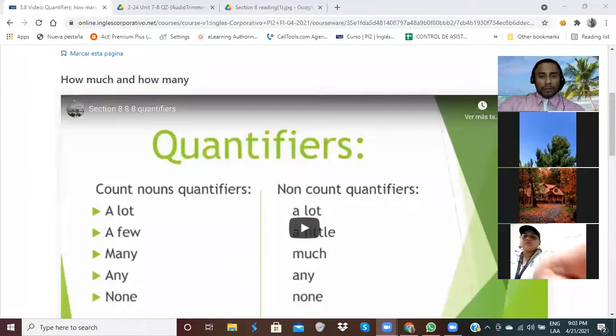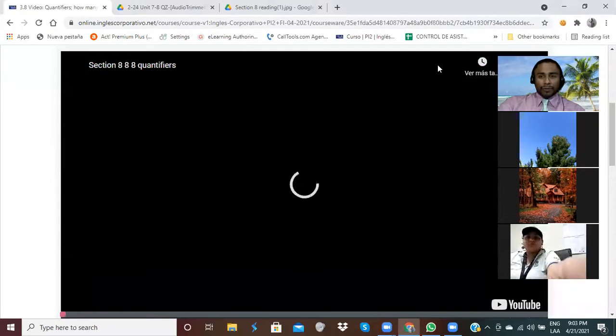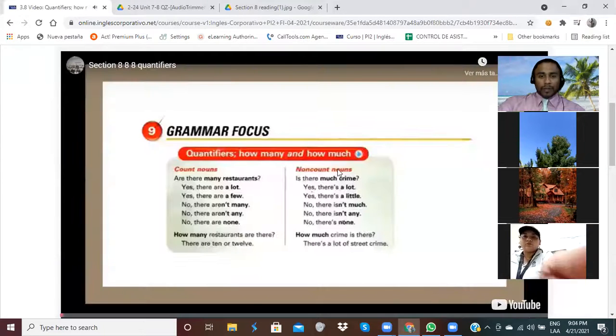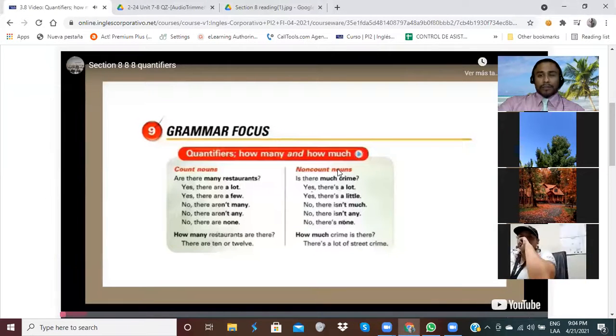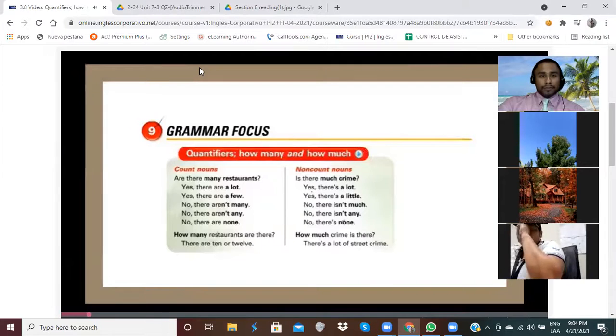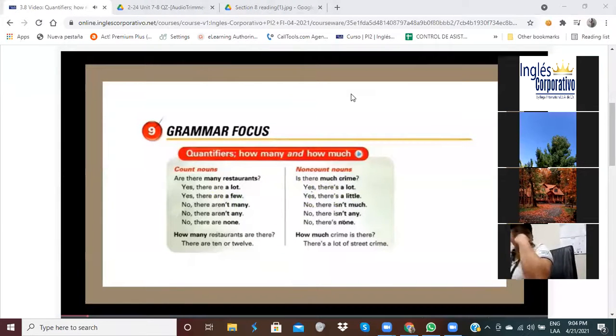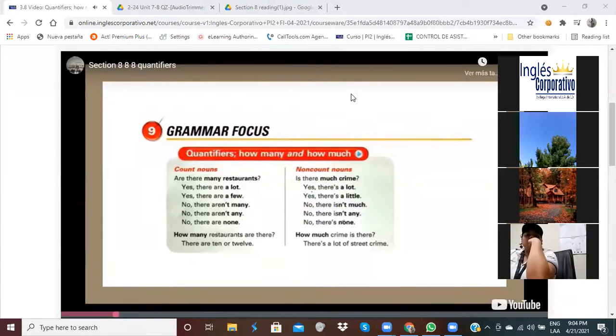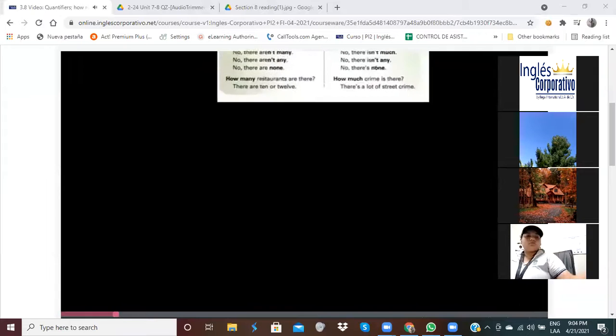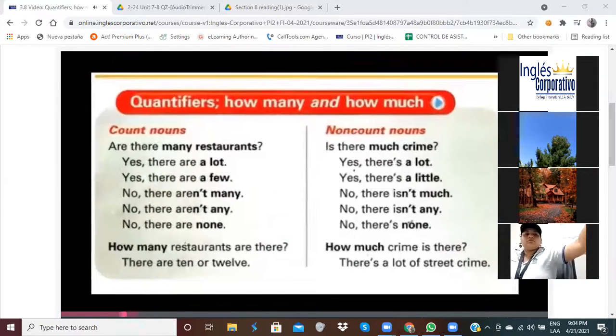Okay, now what we're going to do is a little review. Vamos a hacer un pequeño repaso from the quantifiers. In this session, we will take a look at quantifiers to ask questions and give out answers. Get ready to listen and take notes if you need to. Quantifiers, how many and how much?